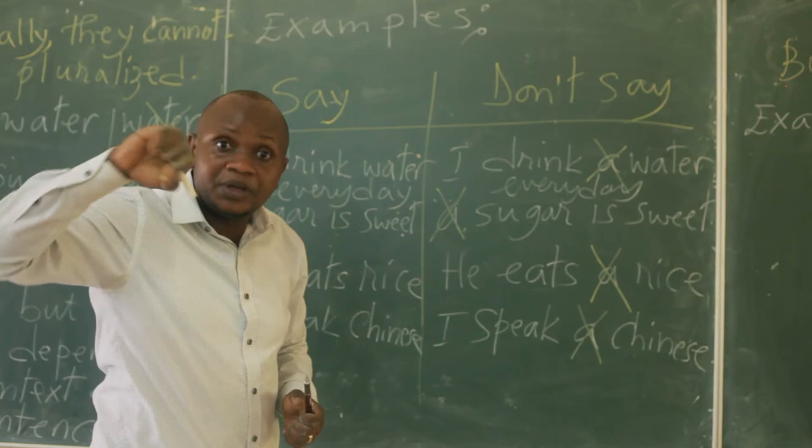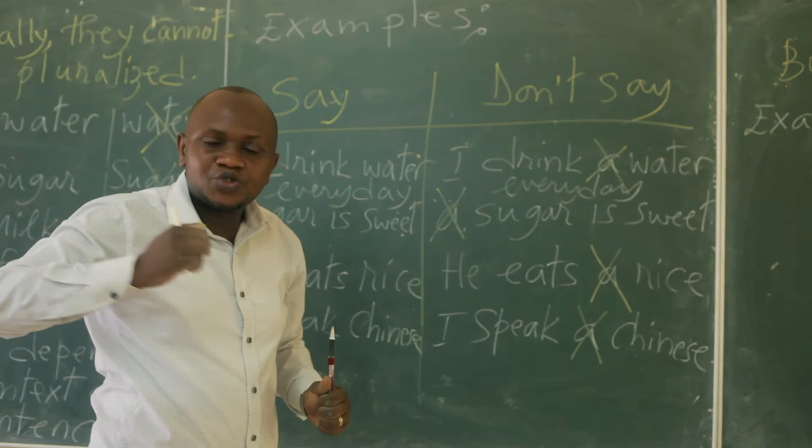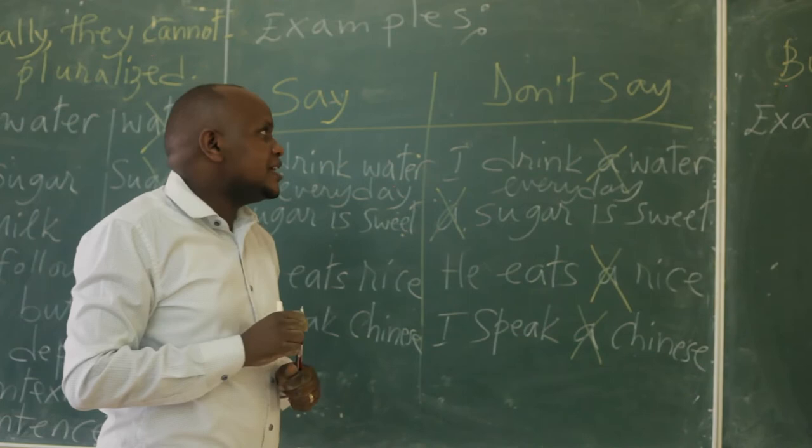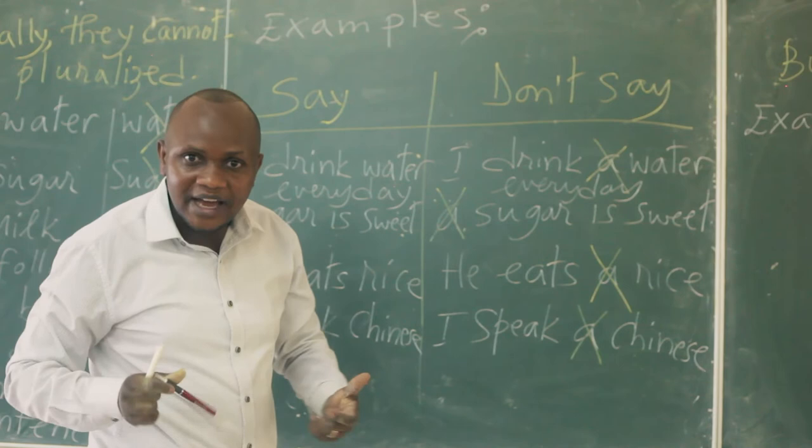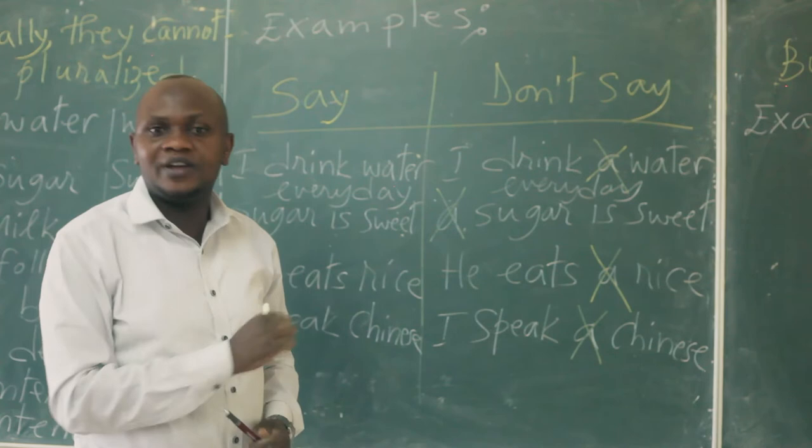Ukoresha ishinga verb to be muri plural. These sugar nubwo yaba ari sukari yuzuye inzu, it is too much sugar. Ni nyinshi ugakoresha is as we use for money. They say these money are mine. Aya mafaranga ni ayanjye kubera ko ari miliyari wenda. No, you say this money is mine. Uhitawe ku mubare w'amafaranga ufite.